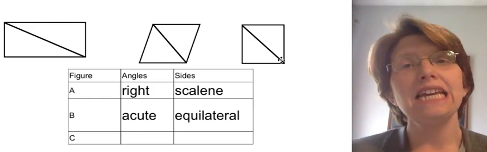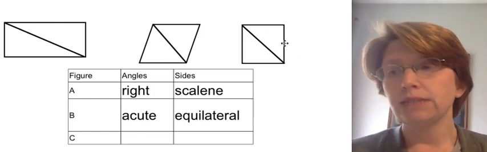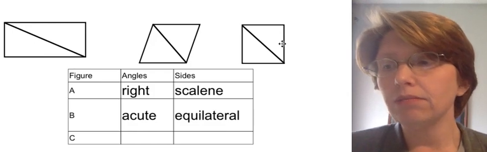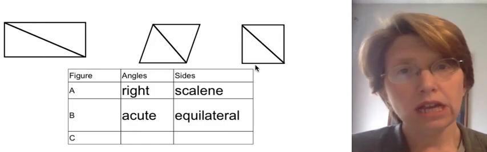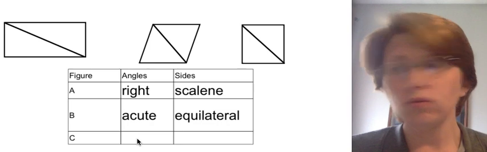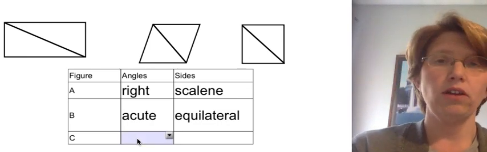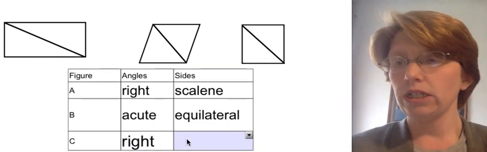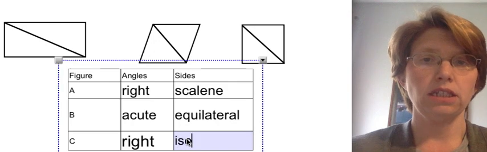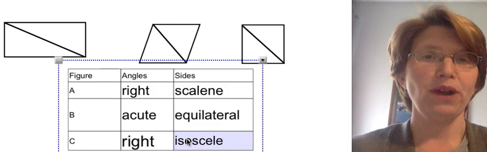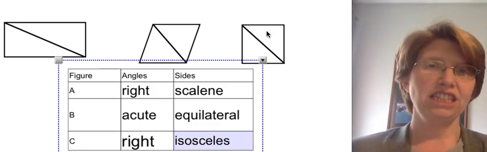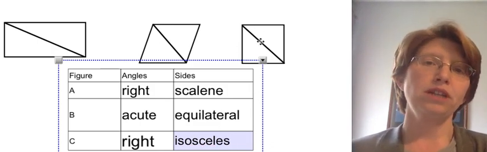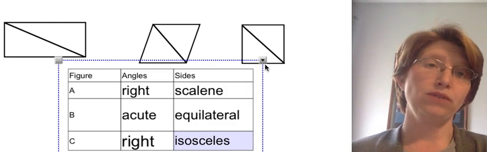Okay, and then C is this one, which was a square. This is going to be a right angle. Again, we see the right angle there in the corner. And then that one is going to wind up being an isosceles. Can I spell it right? Isosceles. These two are going to be the same, but this one's going to be different.